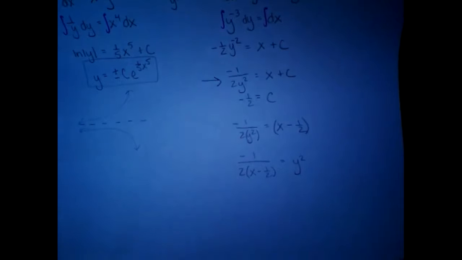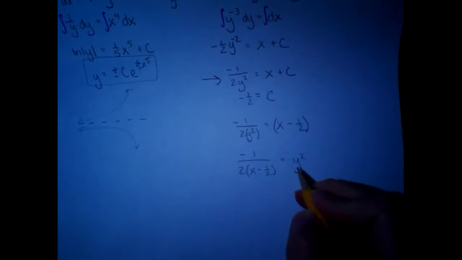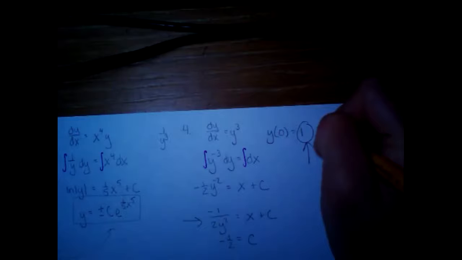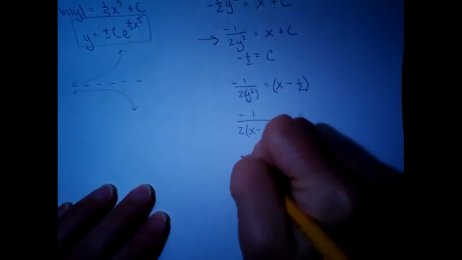So those two things switch places. Last step is to square root. We want the positive square root because our initial condition is positive. And so you just need to square root this whole thing.